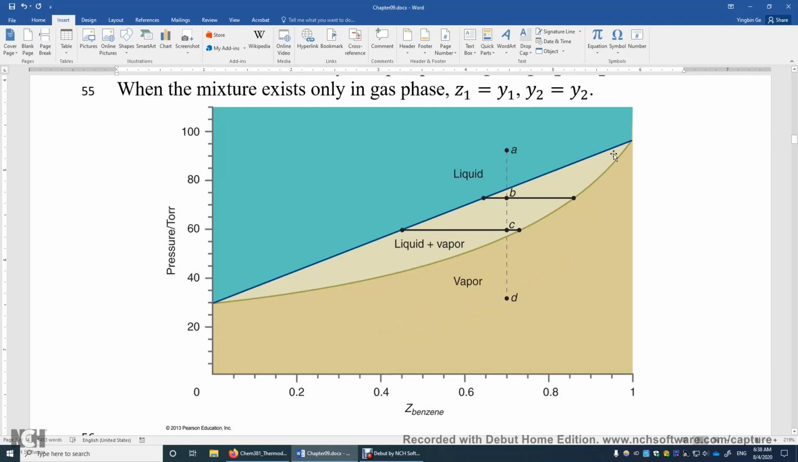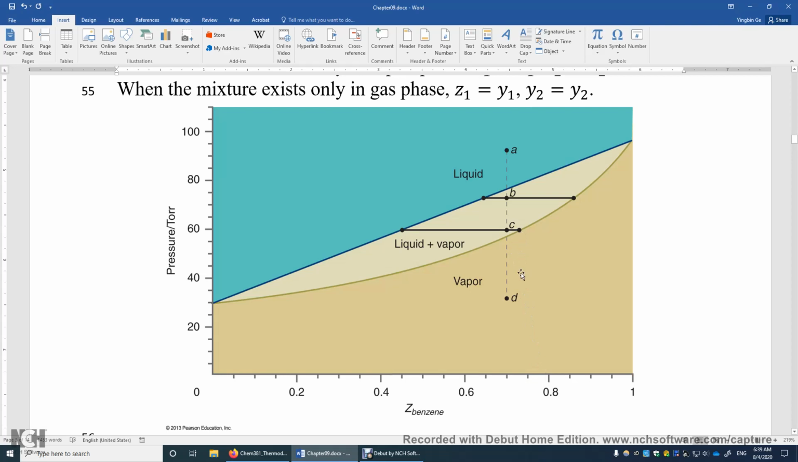Now this region in the middle, this is the more interesting region. Let's look at this point C. At point C, I think we have overall 70% benzene and 30% toluene. In this case, there are two phases: a liquid phase and a gas phase. When you draw a horizontal line that crosses point C, you will get the mole fraction of benzene in the liquid phase. It's 45%. You will also get the mole fraction of benzene in the gas phase.